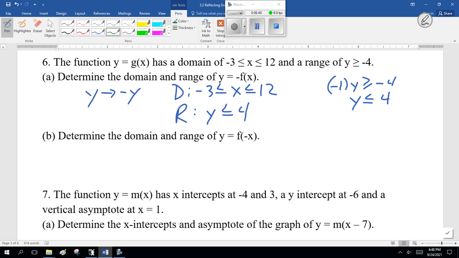Domain and range of y equals g of minus x. That's x goes to minus x. So what happens? Yes, I get -3 is less than or equal to x, it's going to equal to 12.